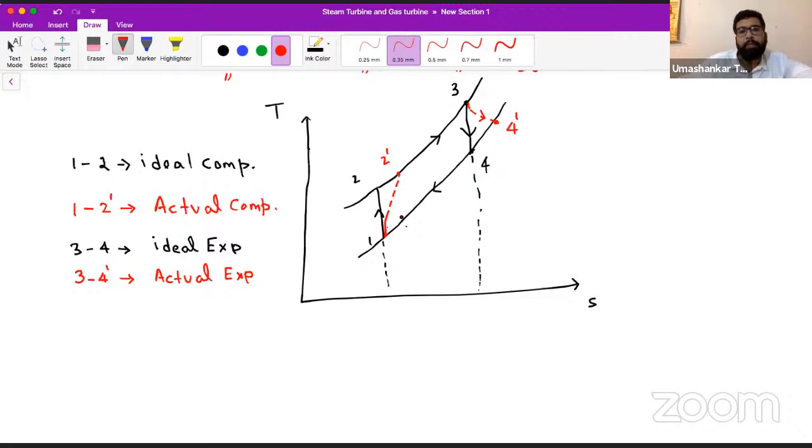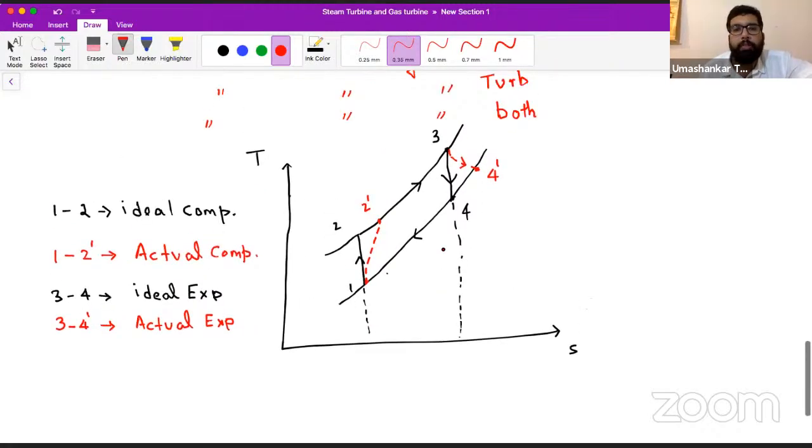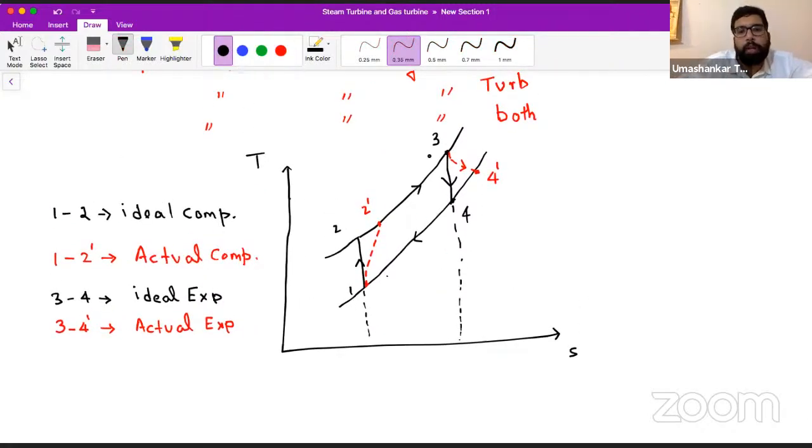And why am I making it with the dash line? Why am I making it as a dash line? Because irreversible processes are represented by the dash line. Okay. So for this isentropic efficiency, the first statement is clear: how to draw the curve.